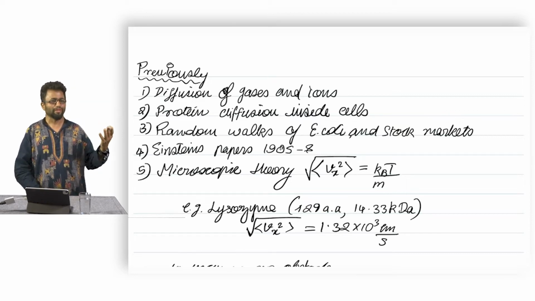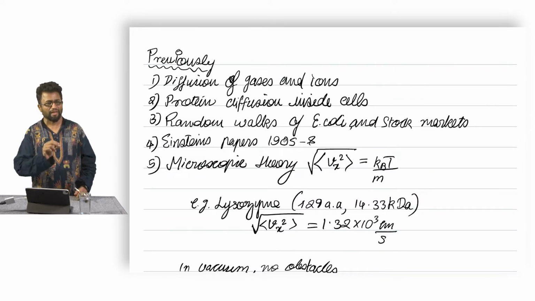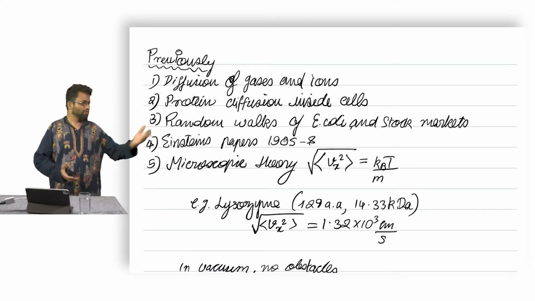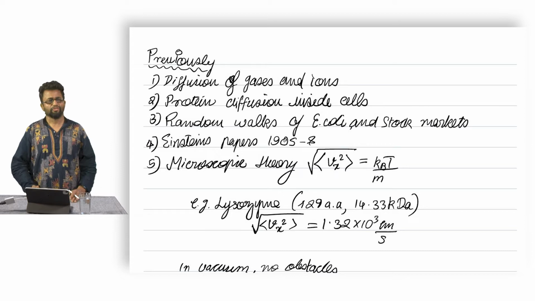I know lysozyme molecules are not diffusing, but all the other air molecules are diffusing, even if they are smaller. In fact, it turns out that kBT by m indicates that smaller mass means higher velocity, right? So even faster motion is possible, but we don't see that. We don't see explosions around us in the air. So, what's going on?